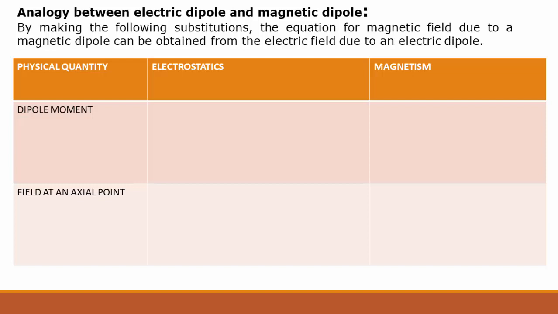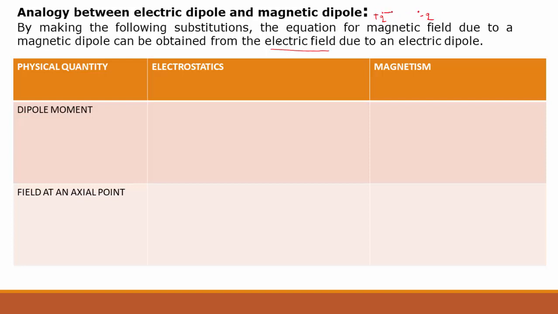By making certain substitutions, the equations for the magnetic field due to a magnetic dipole can be obtained from the electric field. We know the definitions of electric field and magnetic field. The region around the electric charge is called the electric field. The region around the magnet, or around the current carrying conductor, is called the magnetic field. Suppose this is plus q and this is minus q.